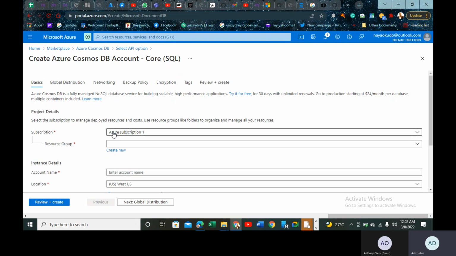So now we are trying to create a CosmosDB account. Look at what they said: create CosmosDB account that has core SQL. Because this one can take more data now. That is why this CosmosDB is powerful.